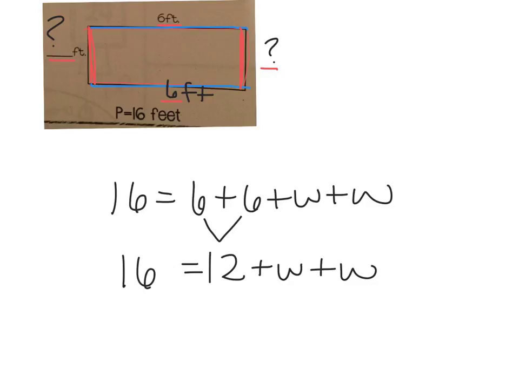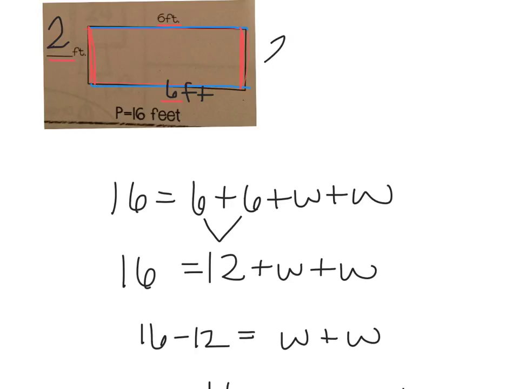Now, from here, I need to get the w's by themselves because I need to be able to figure out what the width is. I'm going to go ahead and take 16 and subtract 12, which should give me the widths. 16 minus 12 is 4. Now, if I look here, 4 feet is the measurement for the 2 widths. I only want to figure out one of the widths. So what I would have to do is, since there's 2 w's here, I would take the 4 and divide it by 2 because I want to figure out just one of the widths, which would give me 2. So 2 feet would be my width, which would then mean that 2 feet would be the other width.